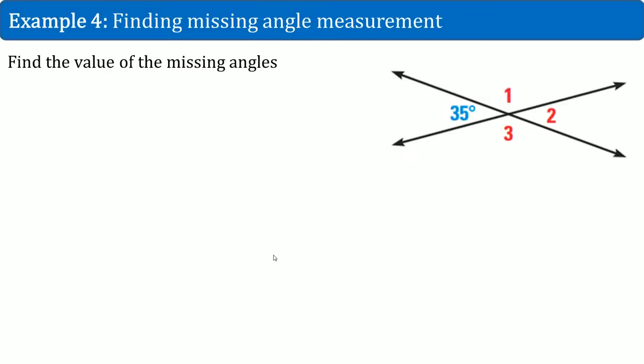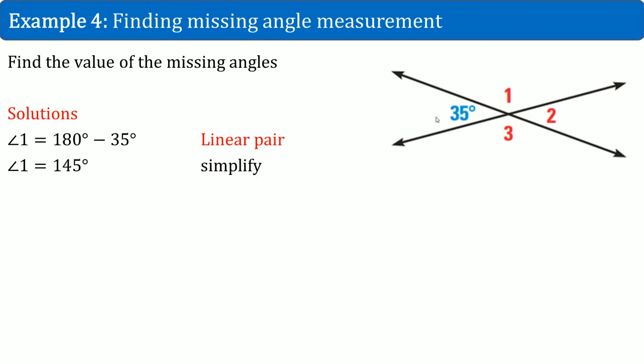So now let's take a look at how to find the missing angle given here. You could either look for linear pairs or you could look for vertical angles. But we know that this is angle 35. Let's go over the solution. We know that angle 1 is a linear pair with 35. So 35 plus angle 1 is 180. I did the subtraction, and I get angle 1 as 145.